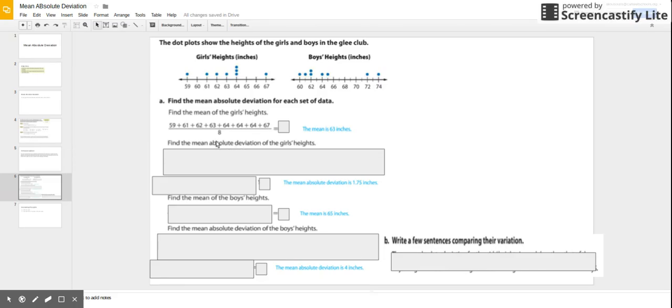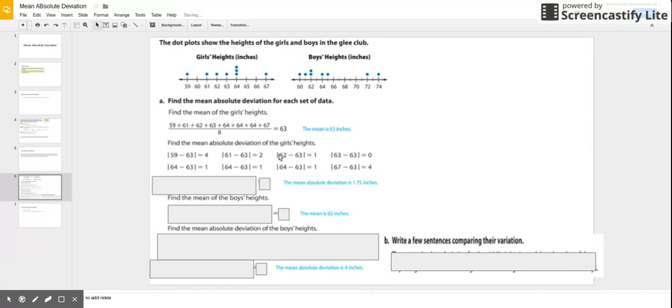All right, and you're going to divide them by 8 because there are 8 dots, right? There are 8 girls that we're looking at. So your mean is 63 inches. Now you're going to find the absolute deviation of the girls' heights. So from here, you're going to take 59 minus 63, figure out whatever that is, and take the absolute value.